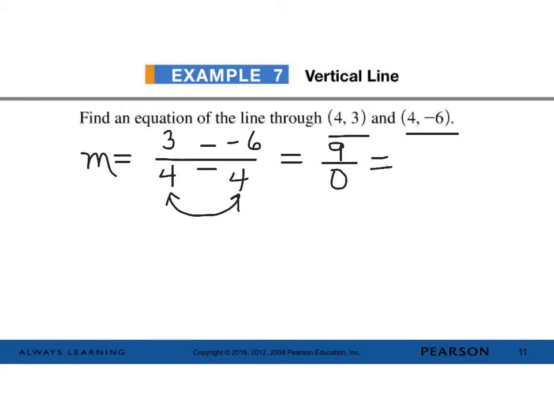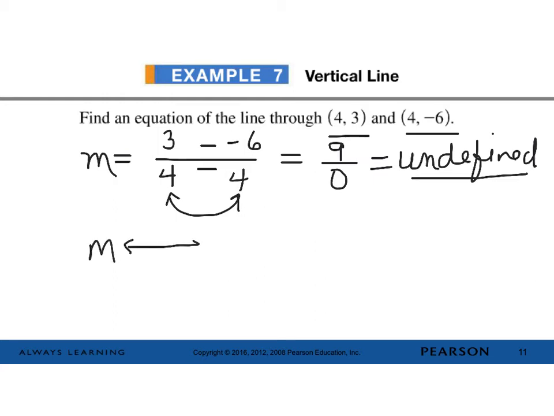And you remember the cardinal rule, 9 cannot be divided by 0. No matter what the number is, you cannot divide by 0. And so then we say that the slope is undefined. You have to remember that you never, never, never, never divide by 0. Now, if the slope is undefined, when the slope was 0, we had a horizontal line.